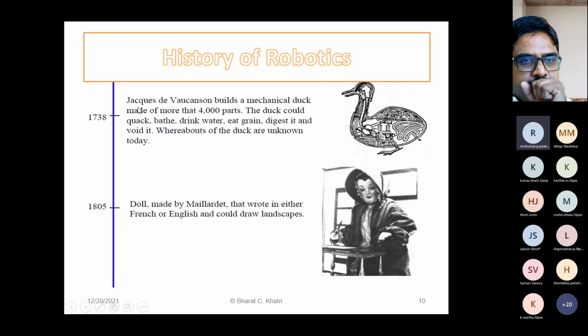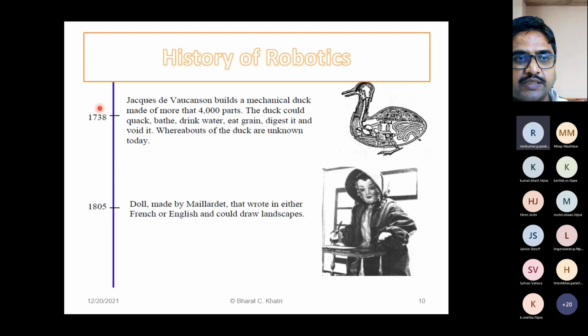In 1738, Jacques de Vaucanson built a mechanical duck, made of more than 4,000 parts. So this figure is of a mechanical duck made of 4,000 parts. The duck could quack, bathe, drink, and eat grains, digest them, and excrete them also. They did research on automation with the duck in 1738.